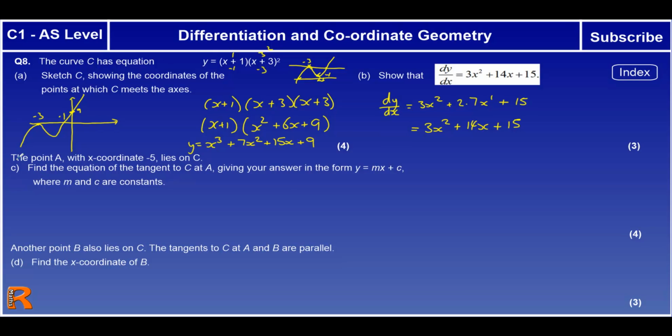Part C, we've got to do an equation of a tangent. So we've got our graph here. At -5, we're down here somewhere. We've got a tangent, which is a line just touching the graph, and we've got to find its equation.